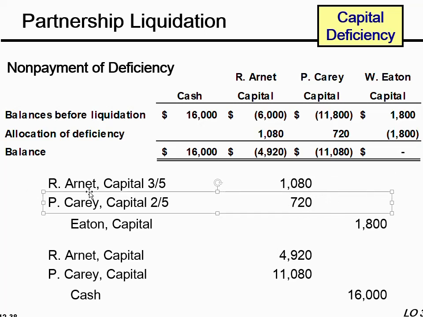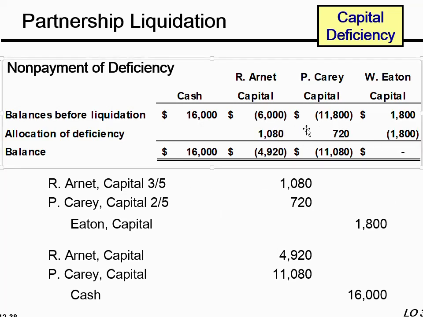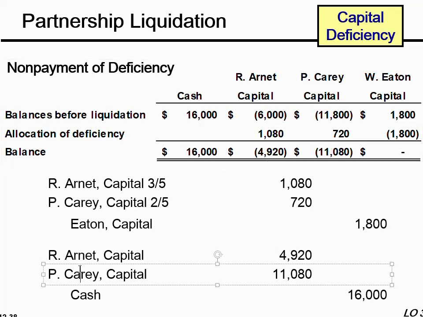Now the capital balances of Arnett and Carrie are going to be reduced by debiting it. Because of debit, I'm not putting any brackets in the table above. So now the remaining claim of Arnett is 4,920 and 11,080 for Carrie. The cash will be distributed. The remaining cash is 16,000. Arnett will take his claim, and Carrie will take his claim. This is it about the discussion of learning objective number three.